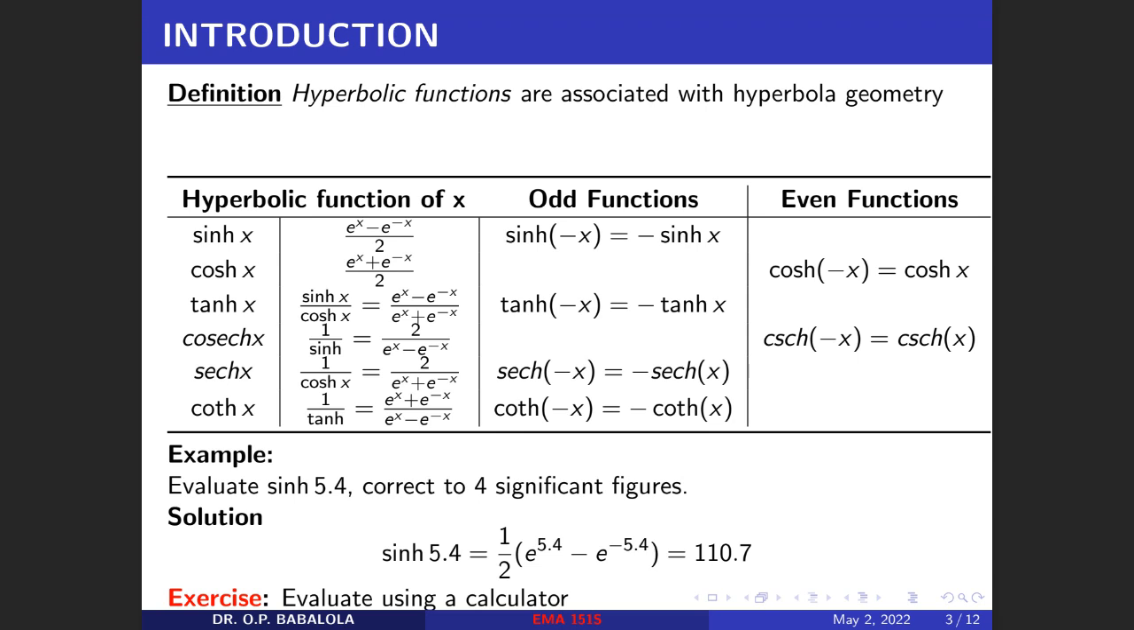And then you have cosh x will be the exponential x plus exponential minus x over 2. Please take note of the sign. For sinh, it's a negative sign. For cosh, it's a positive sign, okay?